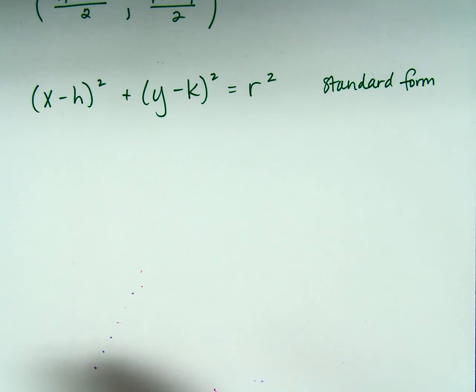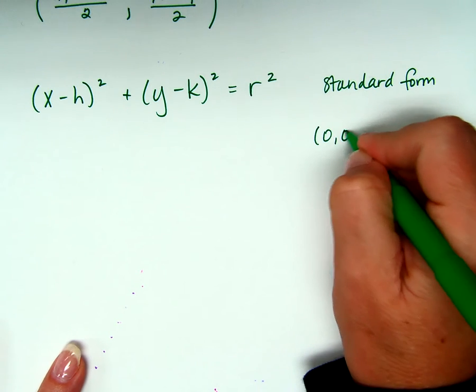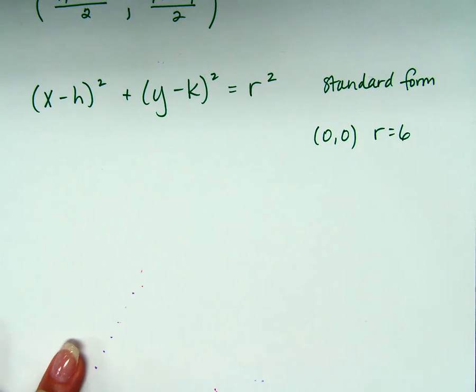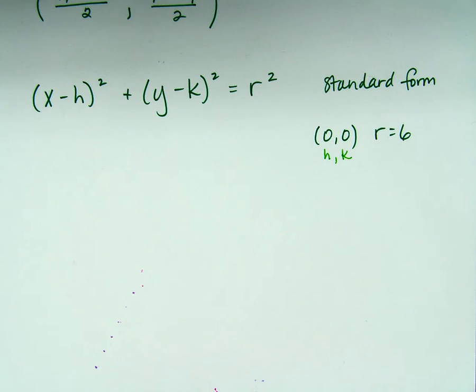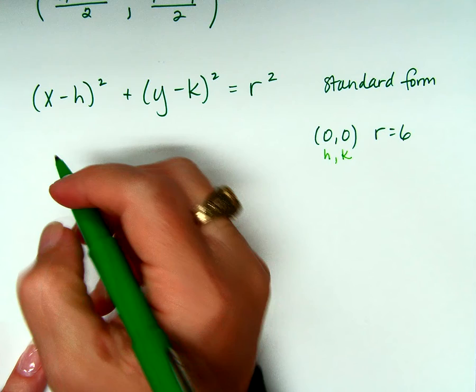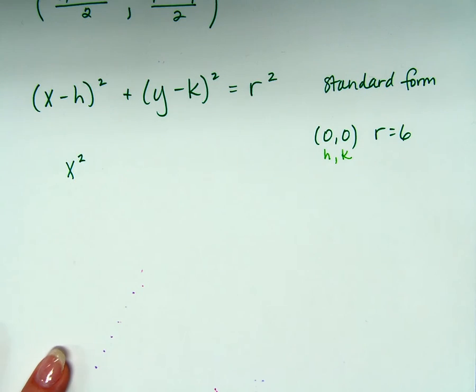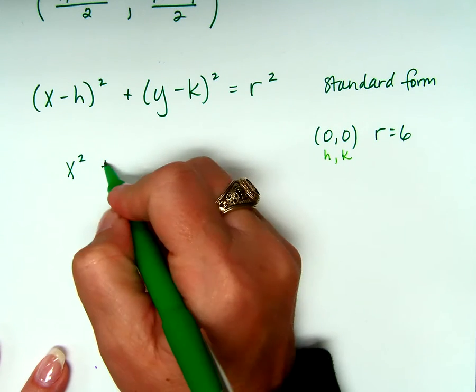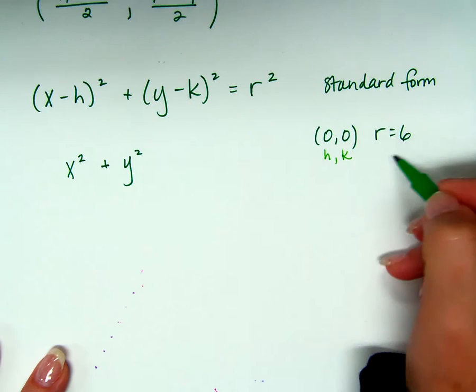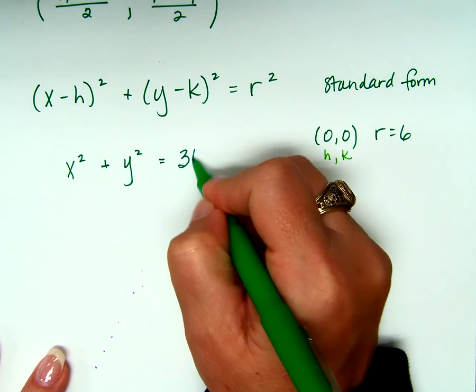So if I say to you, the center of the circle is at the origin and it has a radius of 6. This right here is h, and that's k. So x minus h is just x, and that's squared. And y minus 0, k, is just y, and that's squared. And r is 6, and that's squared. So that's the equation.